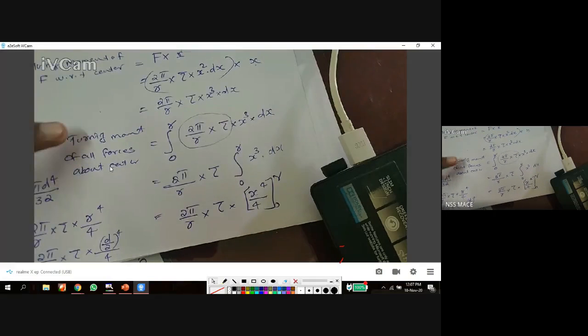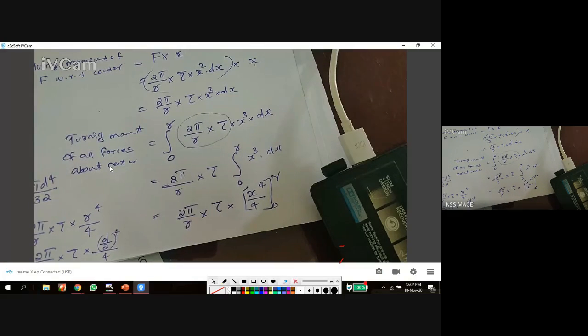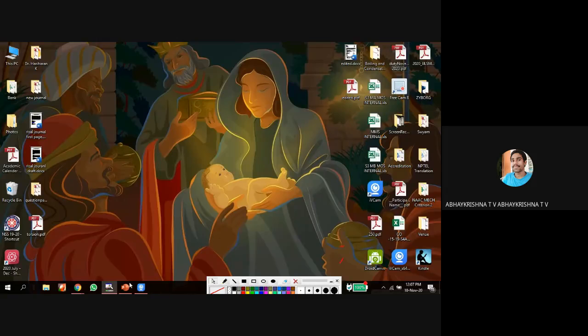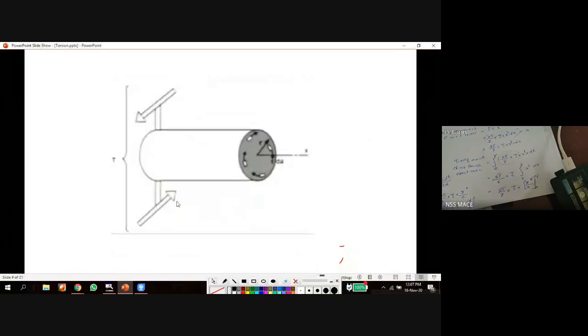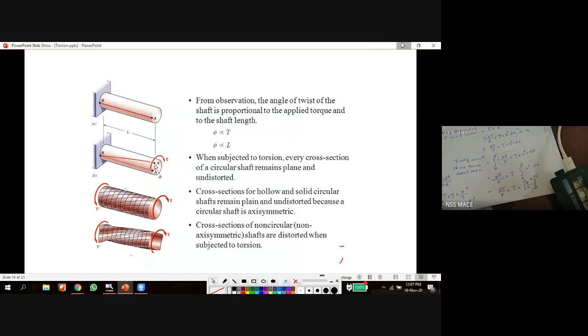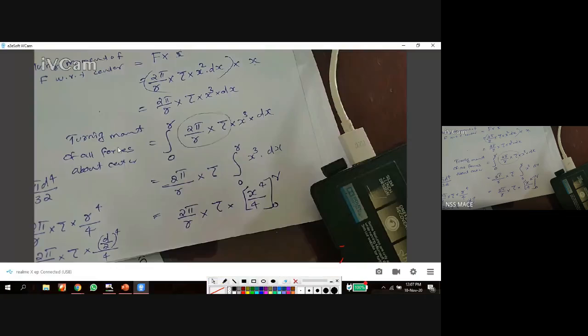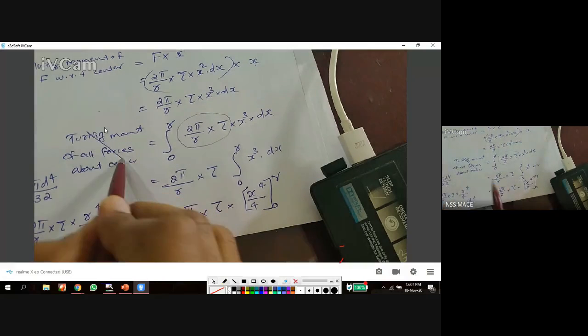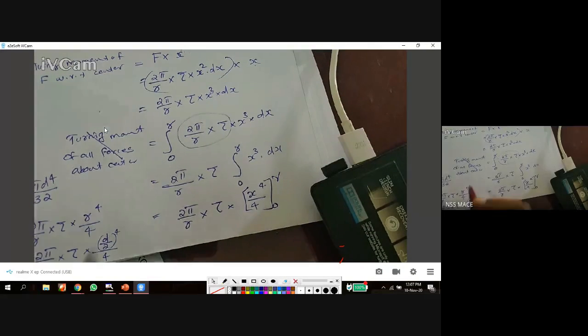And what is this left hand side? Turning moment of all forces about the center. Turning moment of all shear force about the center. What is that? നമ്മൾ ആദ്യം ഡിസ്കസ് ചെയ്ത സാധനം ഉണ്ടോ? ഈ ഷിയർ ഫോഴ്സ് എല്ലാം വിത്ത് റെസ്പെക്ട് ടു സെന്റർ ഉണ്ടാക്കുന്ന ടേണിംഗ് മൊമെന്റ് എന്ന് പറയുന്നതാണ് ഇന്റേണൽ റെസിസ്റ്റൻസ് ടോർക്ക്. That internal resistance torque is equal to the external resistance torque. അതുകൊണ്ട് ഇതിന് ലെഫ്റ്റ് ഹാൻഡ് സൈഡിൽ എന്ത് എഴുതാം? ടോർക്ക്. Yes, T എന്ന് എഴുതാം.